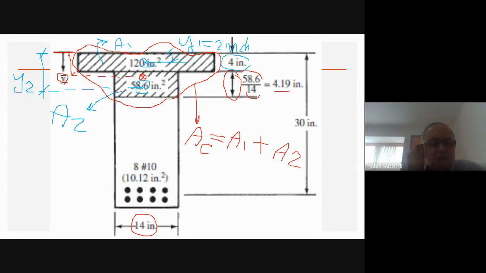For calculating y bar equals, you know, 4 inches that we have here, plus half of this value, plus 4.9 divided by 2.